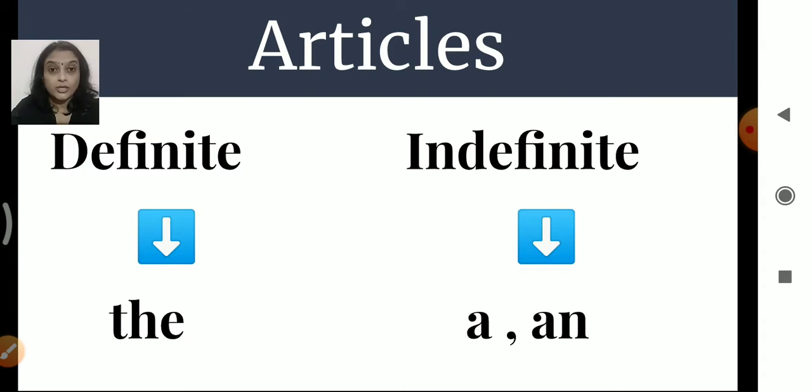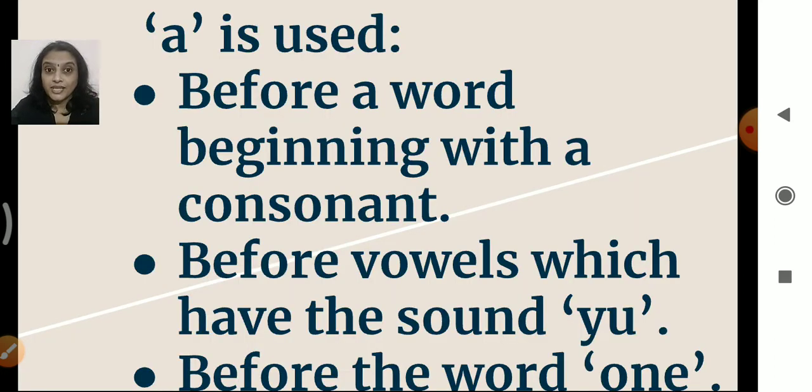Now we also know that the is called a definite article and a and an are called indefinite articles, right? The is a definite article and a, an are indefinite articles. Okay, I hope you remember this. Now, when to use them? A is used before a word beginning with a consonant.